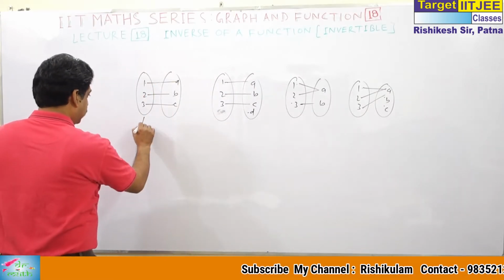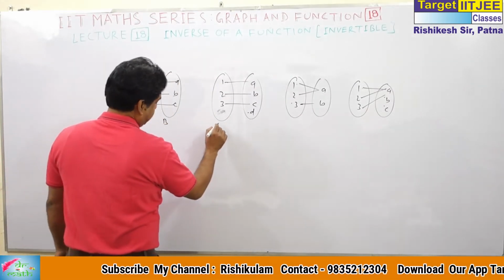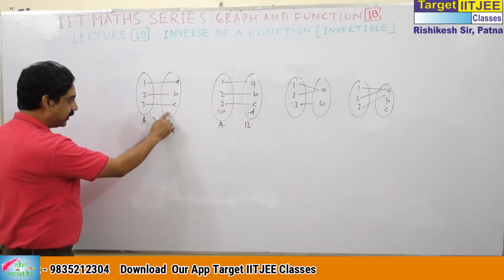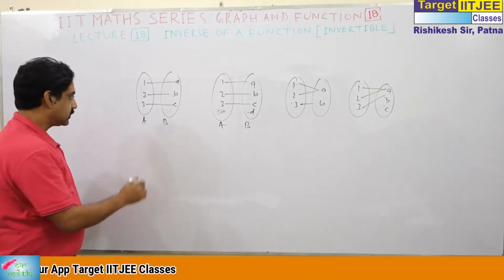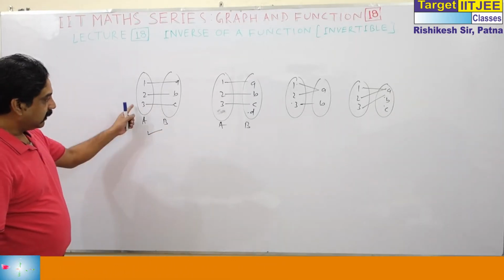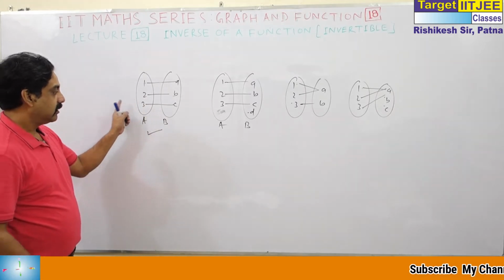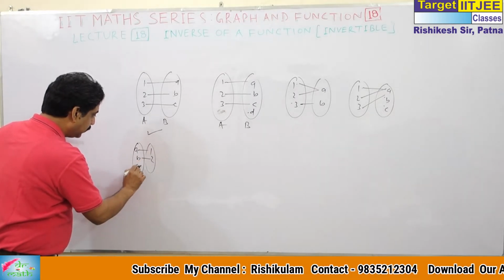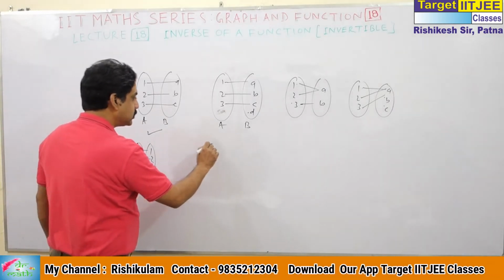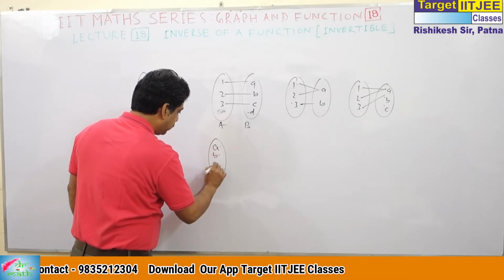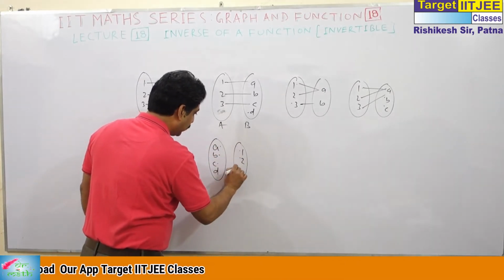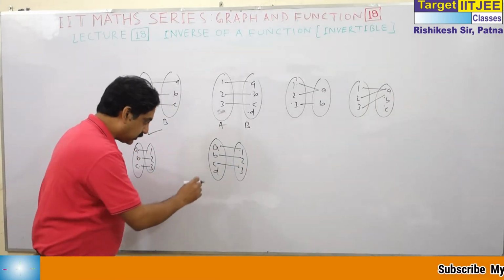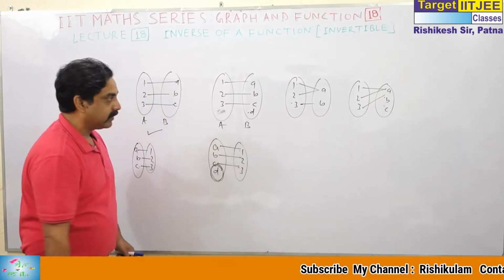Now, when we take it in reverse order, from B to A, is it a function from B to A? Yes, it is a function from B to A. It is a function from A to B and from B to A also. Means we can write this as A1, B2, C3. Is it a function from B to A? A, B, C, D, 1, 2, 3. No, this is not a function because D does not follow the property of each and unique.